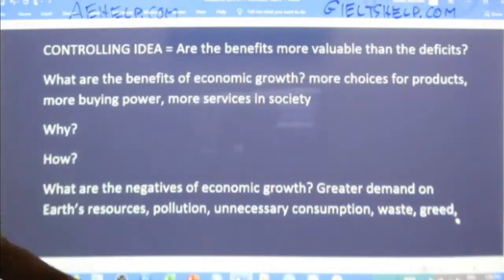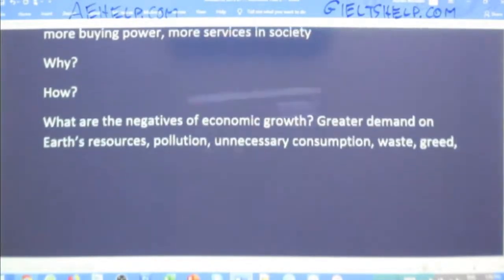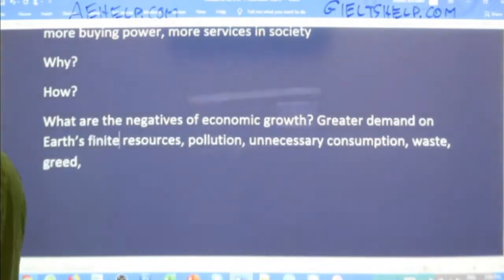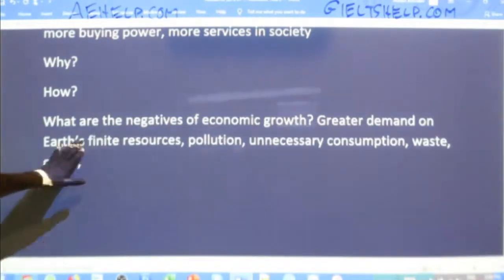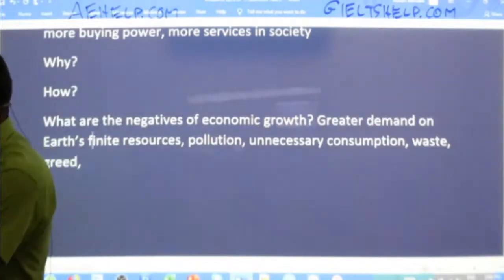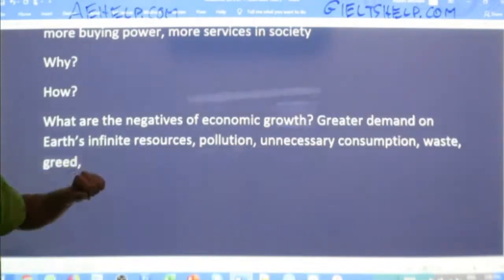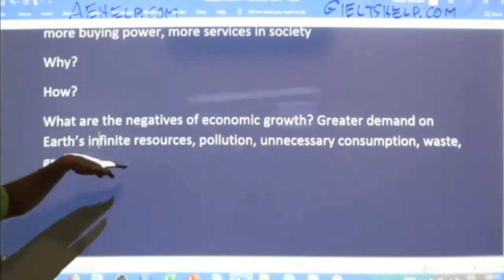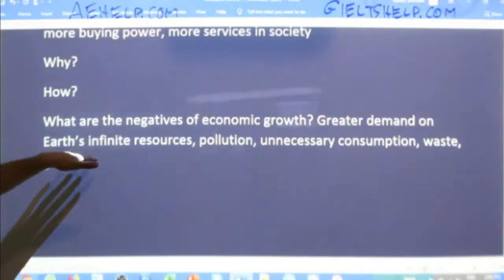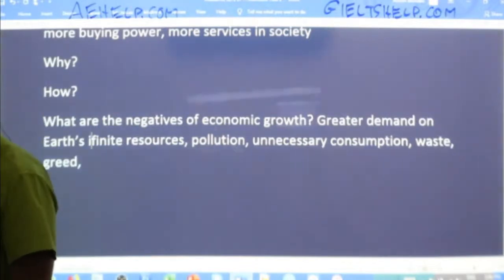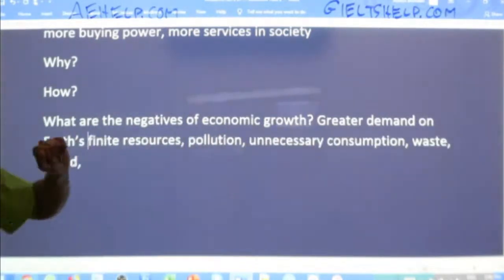Okay. So those are the definite negatives of economic growth. So pressure on Earth's finite resources. Finite is the opposite of infinite, meaning that there's an end to it. Okay, finite is the opposite of infinite. Okay? Obviously, Earth does not have an infinite amount of resources. We are limited in how much water, air, oil, trees, and so on we have. So we're not infinitely resourced. Instead, we are in a finite resource situation.